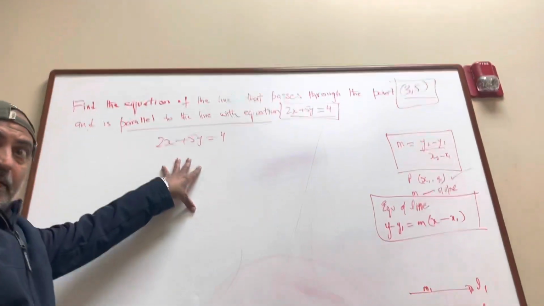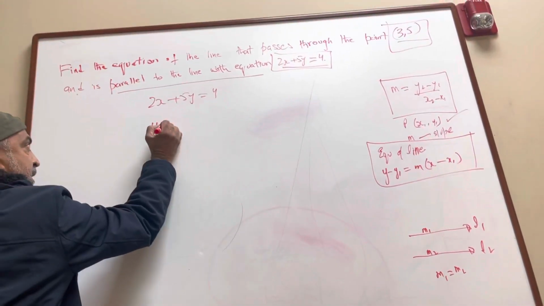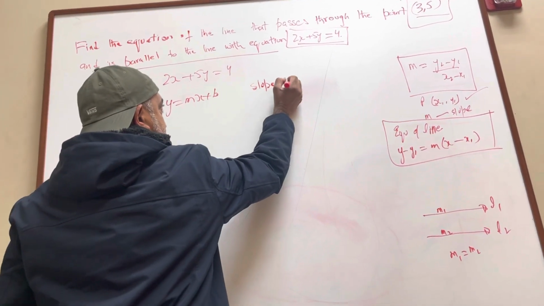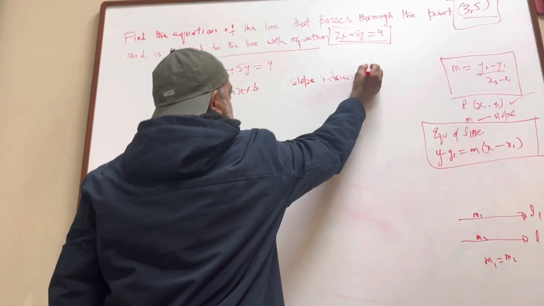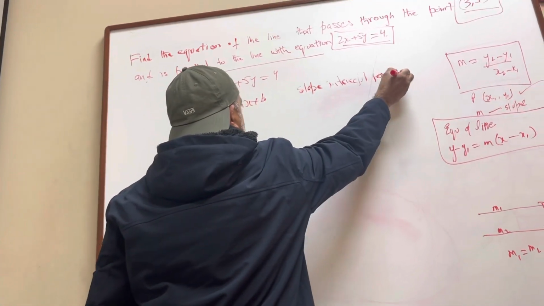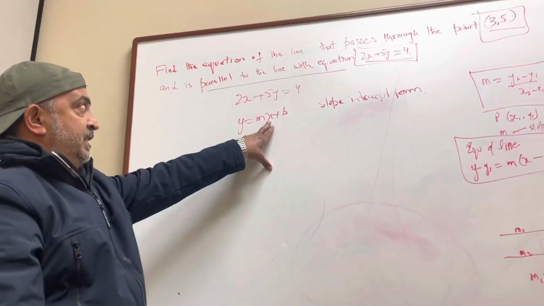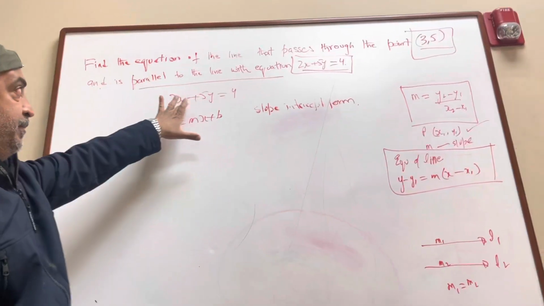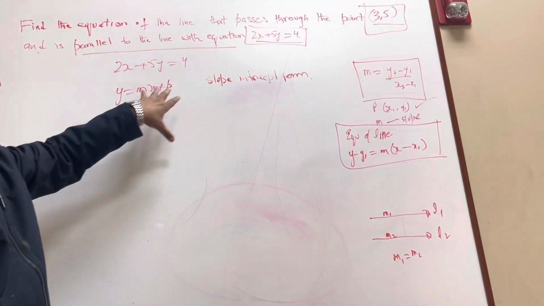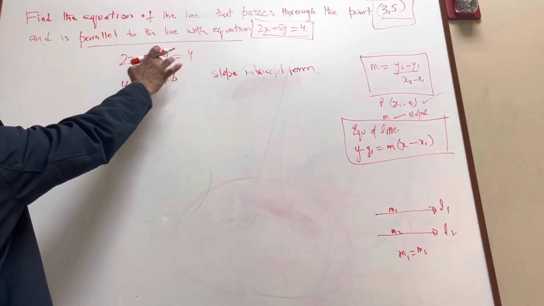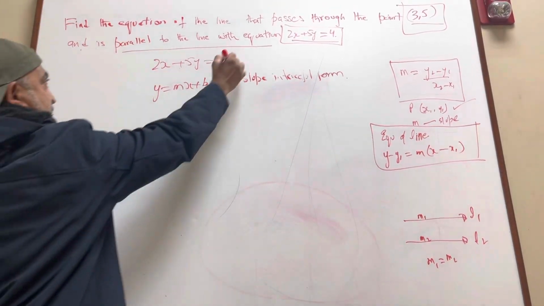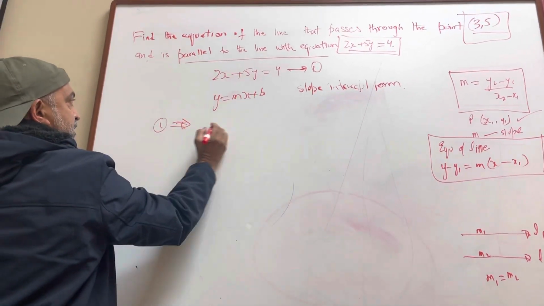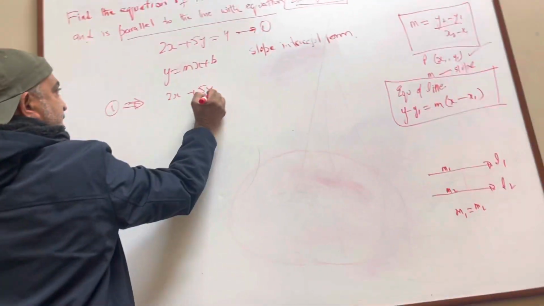We will compare this equation with y is equal to mx plus b, which is known as the slope-intercept form. In this slope-intercept form, whatever is written before the x is the slope. So we will compare this equation 2x plus 5y is equal to 4 with y is equal to mx plus b. If I want to solve for y, let's say this equation is 1, then equation number 1 becomes 2x plus 5y is equal to 4.